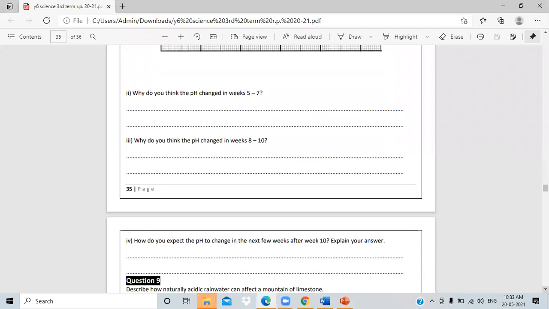Okay. Why do you think the pH changed in weeks 5 to 7? So from 5 to 7, what happens? The pH is still dropping. Decreasing. It was still decreasing. Yes, from weeks 5 to 7, the pH was still decreasing. Why? Because what is happening to the water in the snow? Is it melting or evaporating? It's evaporating. Excellent.